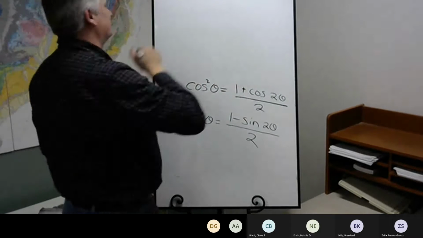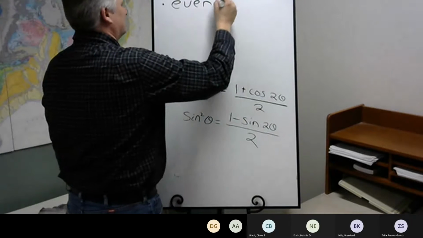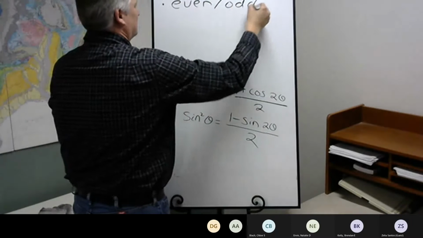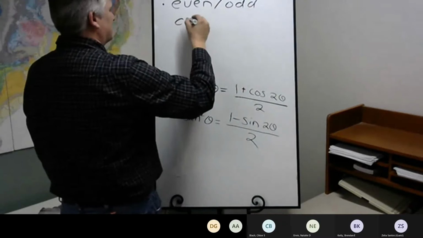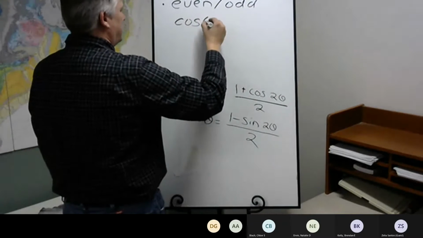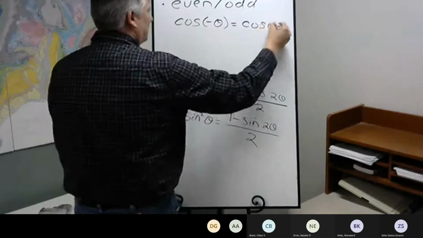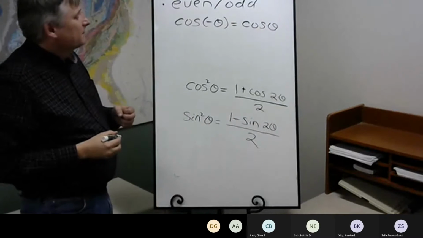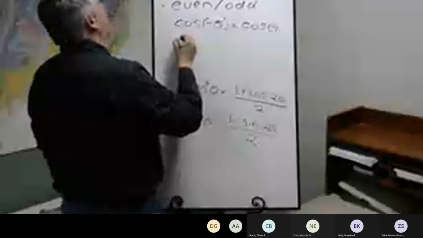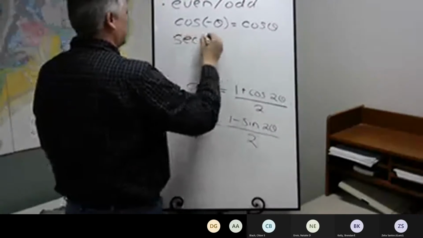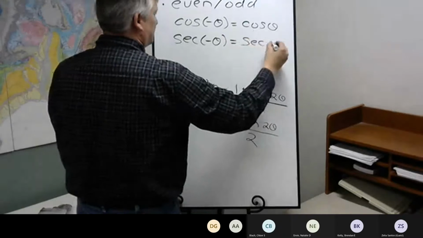So, even. This one, cosine of negative theta is the cosine of theta. Likewise, secant of negative theta is the secant of theta.